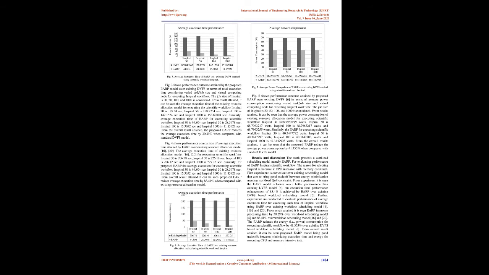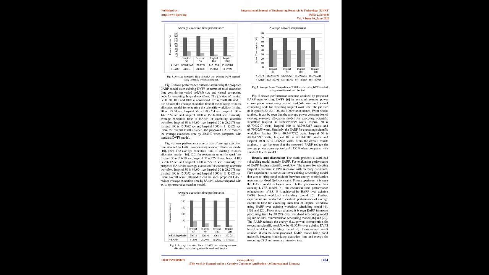Fig. 2 shows the performance outcome attained by the proposed EARP over the existing DVFS model 6 in terms of total execution time, considering varied task/job size and virtual computing nodes for executing the Inspiral workflow. Job sizes of Inspiral of 30, 50, 100, and 1000 are considered. From the results attained, it can be seen that the total execution time of the existing resource allocation model for executing scientific workflow Inspiral 30 is 4471.22 sec, Inspiral 50 is 7943.77 sec, Inspiral 100 is 14215.24 seconds, Inspiral 1000 is 153,820.04 seconds.